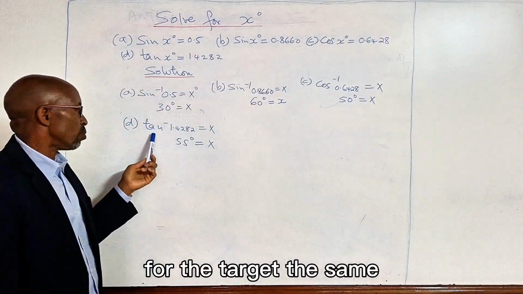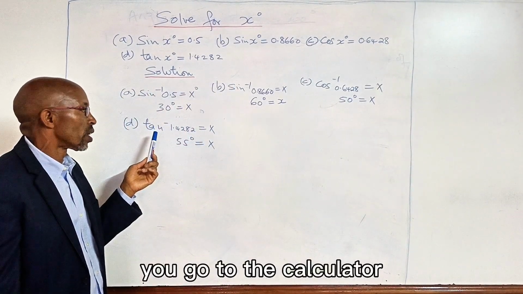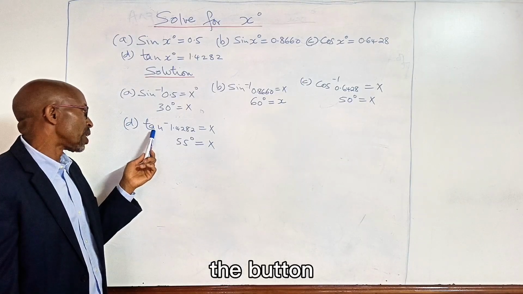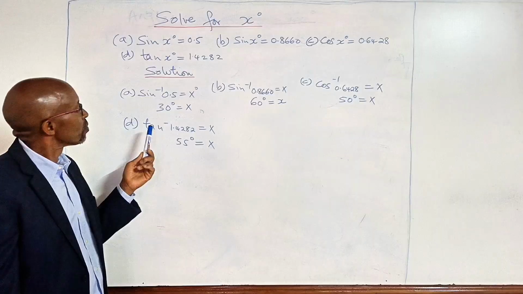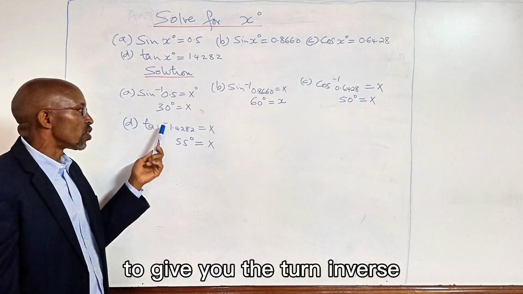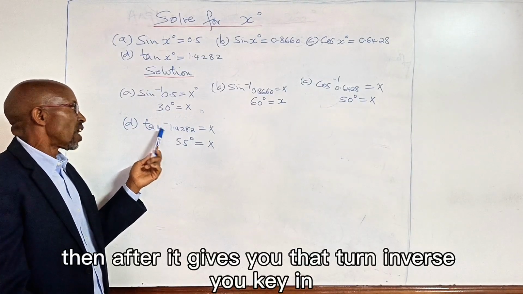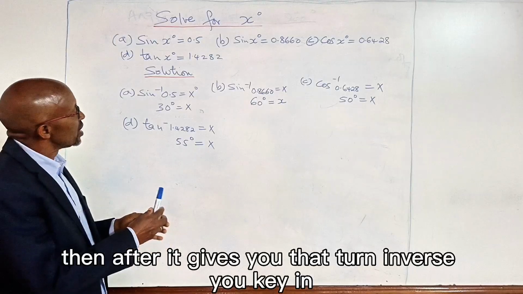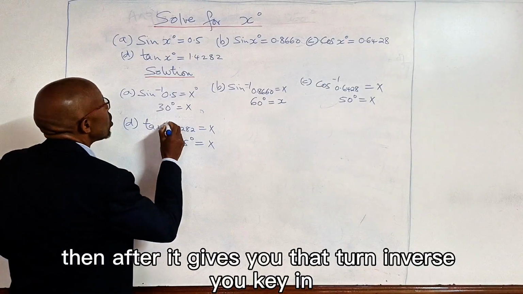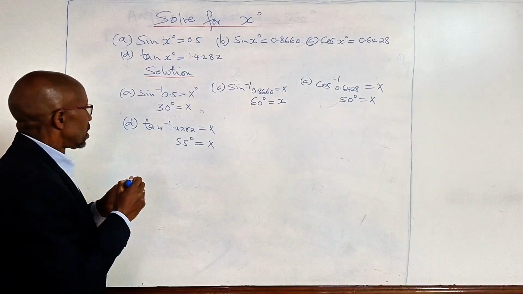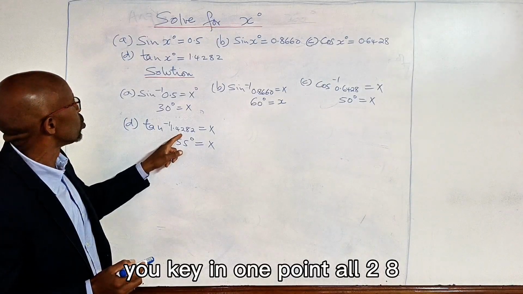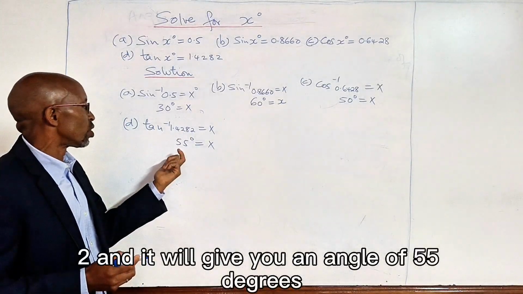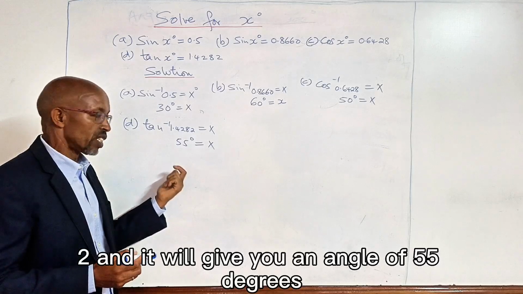For the tangent, the same. You go to the calculator, the trigonometric ratio button written tangent. You double press to give you the tan inverse. Then after it gives you the tan inverse, you key in 1.4282, and it will give you an angle of 55 degrees.